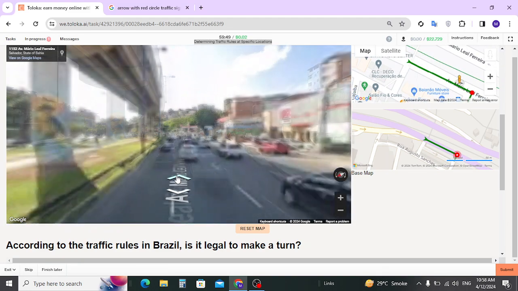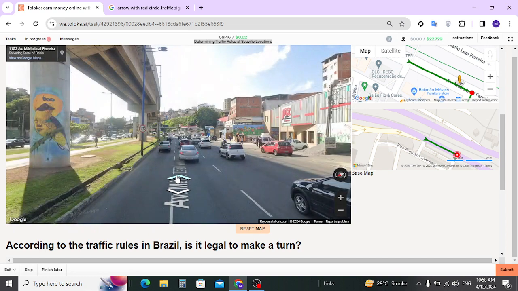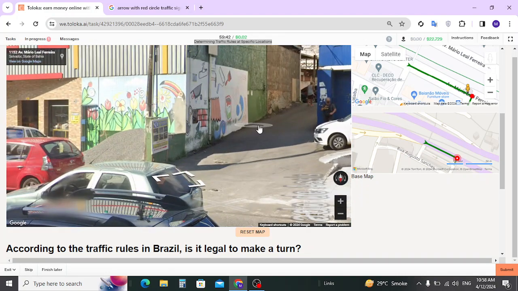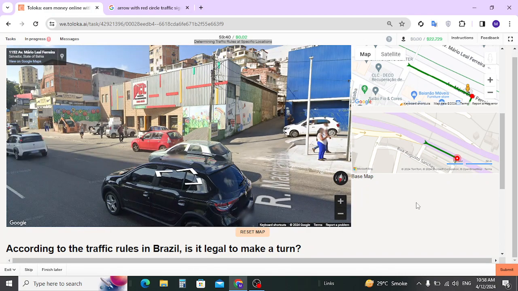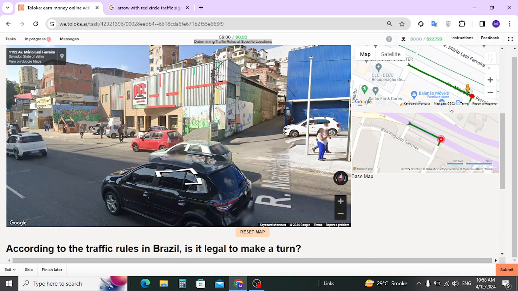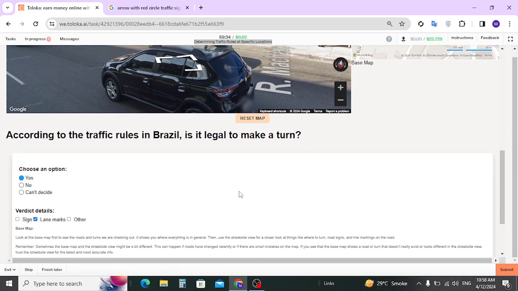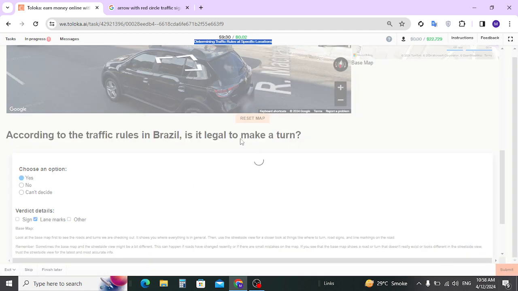So again going here, if I reach this point, can I turn this way? It is the same task, I think. Simply go with landmarks. If there is a sign, you should go for the sign.